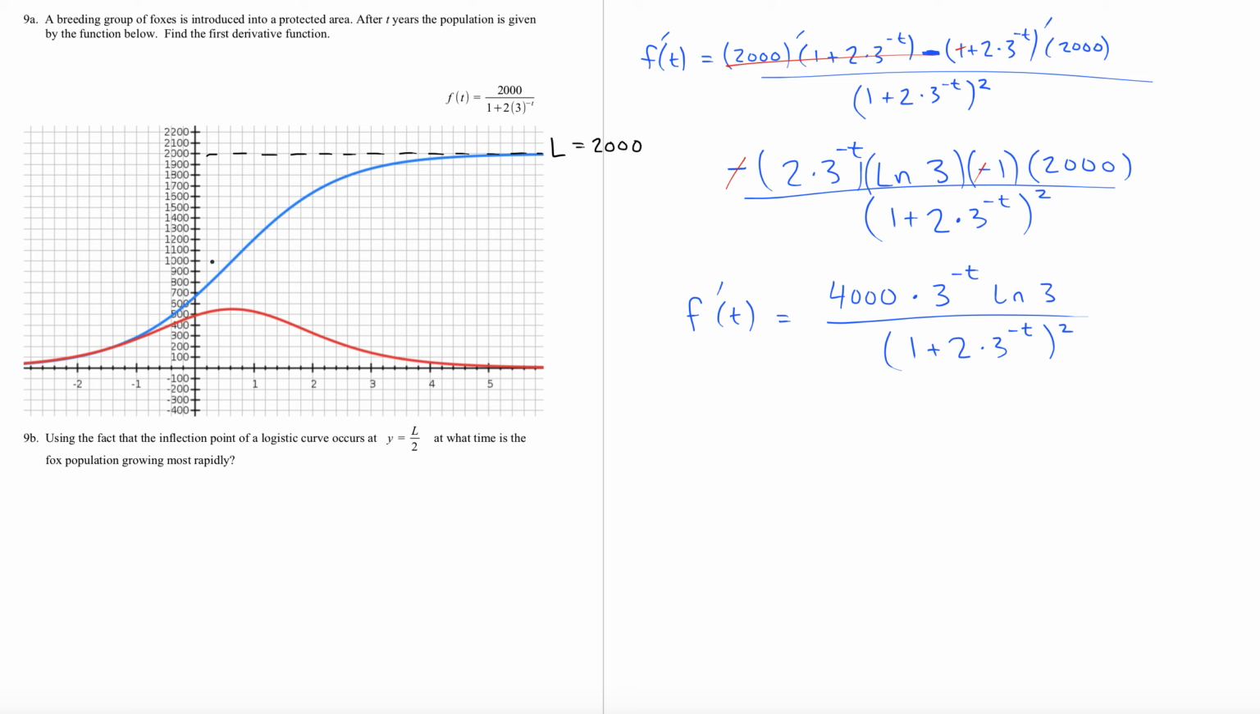Okay, so we're going to want to find the inflection point at 1/2 the carrying capacity, which would be 1,000. So our inflection point happens somewhere right about here. That's going to be the time of greatest growth for the foxes. And it is also the time when the derivative is at its highest point.